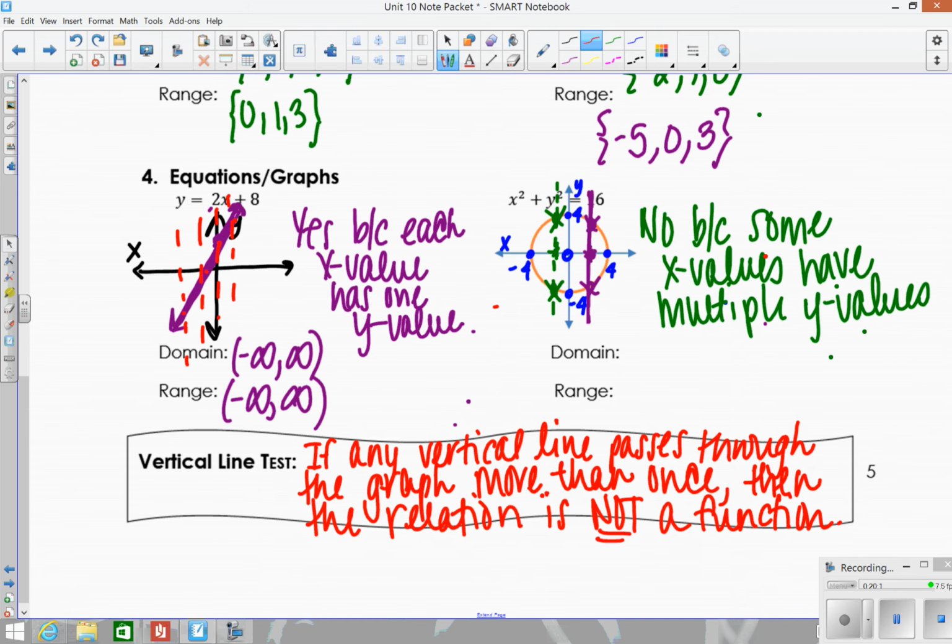So your vertical line can only hit once in order for it to be a function. And it can only hit once anywhere. So you can't have one vertical line that hits twice and consider it a function. As soon as it hits more than once, it's not a function. So let's just go back and finish the domain for this graph, and then we'll be done.